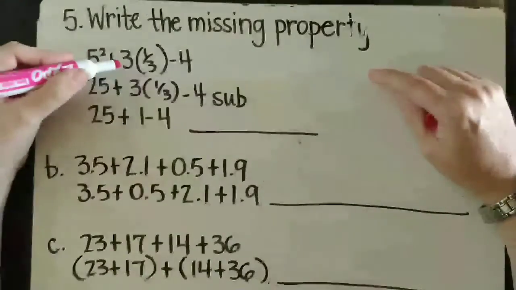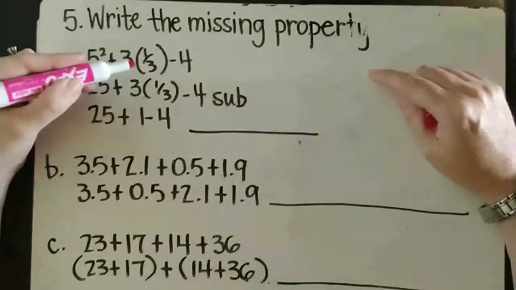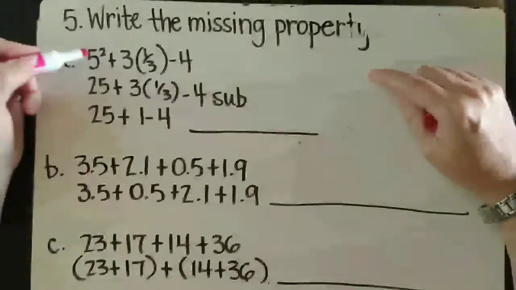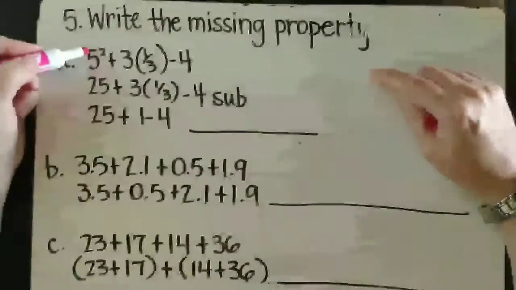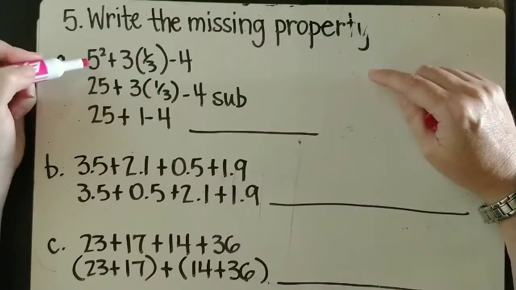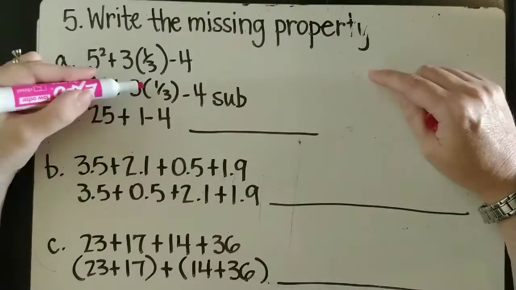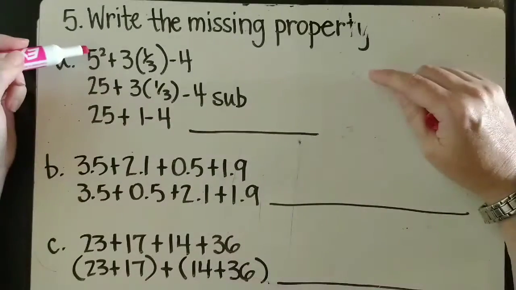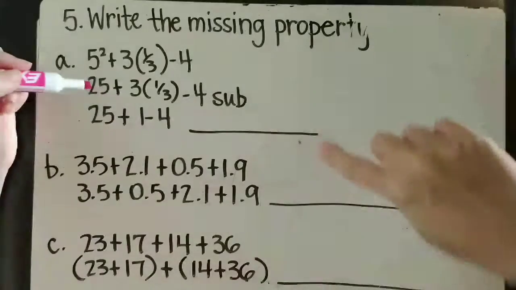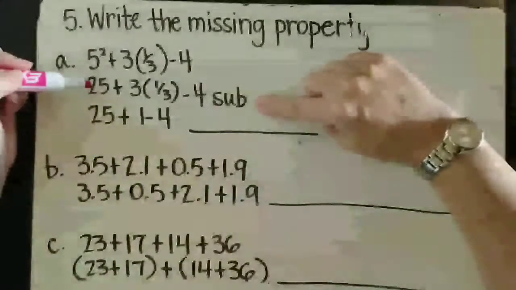5 squared plus 3 multiplied by 1/3 minus 4. Order of operations says to simplify your power first. So that's 25 plus 3 times 1/3 minus 4. Since we changed 5 squared to 25, that is substitution.